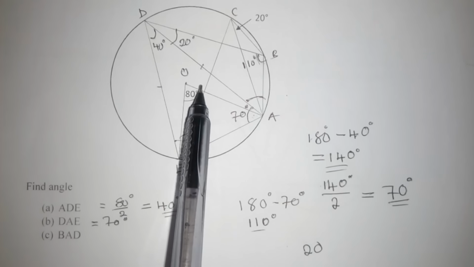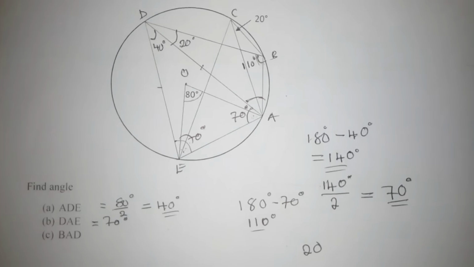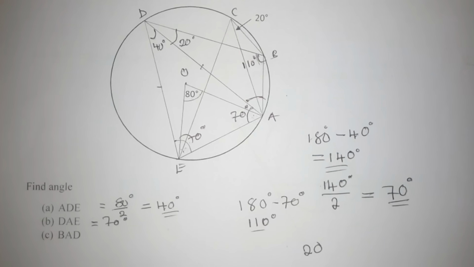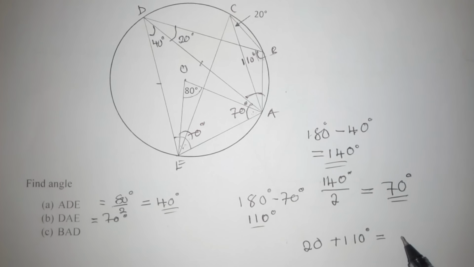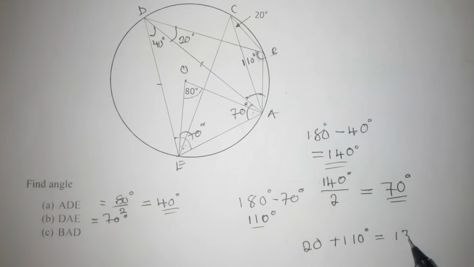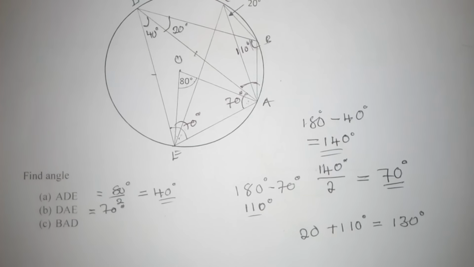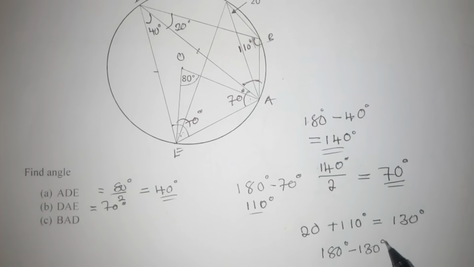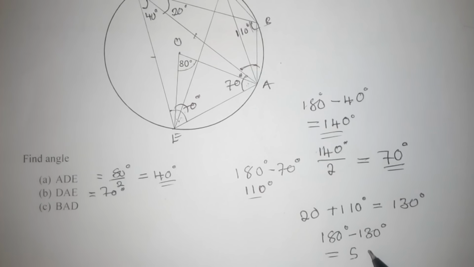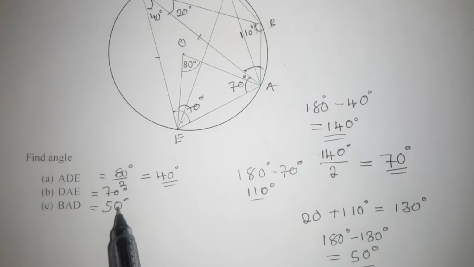We want to use the property of angles inside the triangle. If we add this plus this plus this, they are supposed to give us 180. So we'll say 20 plus 110. What are we going to get when we add? We'll get 130 degrees when we add these two. So since we've added them, for us to find this, we use the property of a triangle, which is 180 minus 130 degrees, which is equal to 50 degrees. So our answer here is 50 degrees.